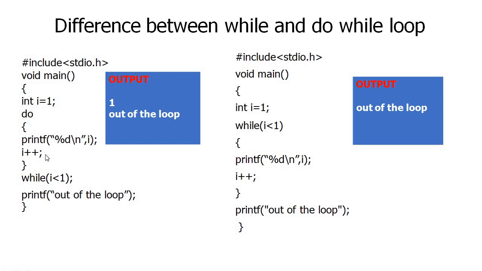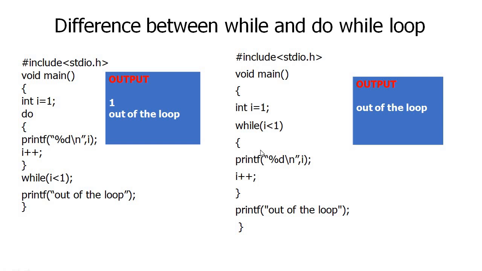So, in do while loop, what happens? In do while loop also, first I will not check the condition. Before checking the condition itself, I will execute the body of the loop. So, inside the body of the loop, I am supposed to print I. The value of I is 1. So, 1 is printed. Then I have incremented the value to 2. Now I'll check whether 2 is less than 1. The condition is not true. So obviously I'll move on to the next statement after the loop. The out of the loop is printed.